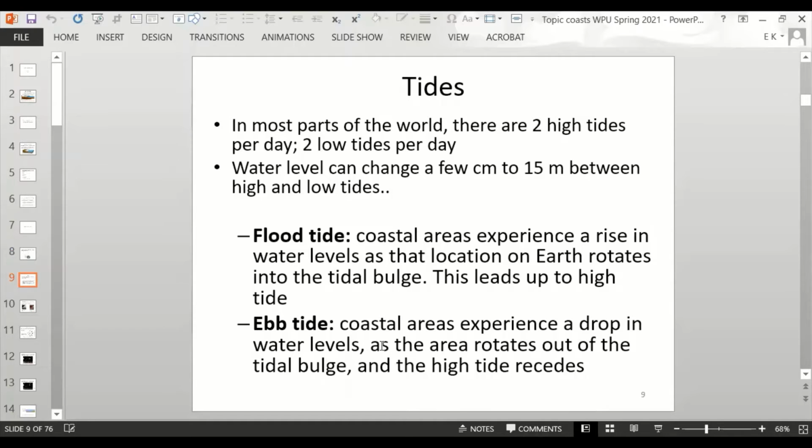Flood tide is what we call when you have an area that is experiencing a rise in water levels due to the location on Earth rotating into the tidal bulge. Okay, so that area going into the tidal bulge is leading up to having a high tide. Your ebb tide is when coastal areas are going out of the tidal bulge. So the high tide is receding towards low tide. So you have a drop in your water levels.